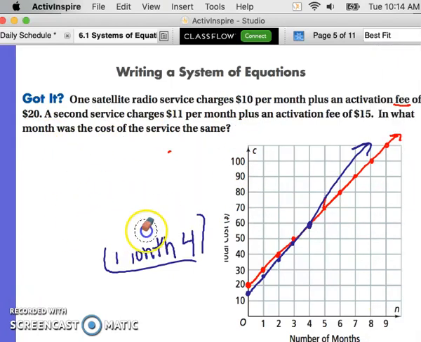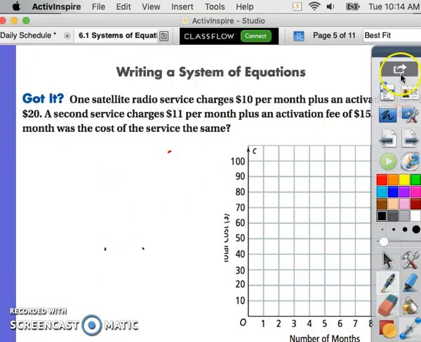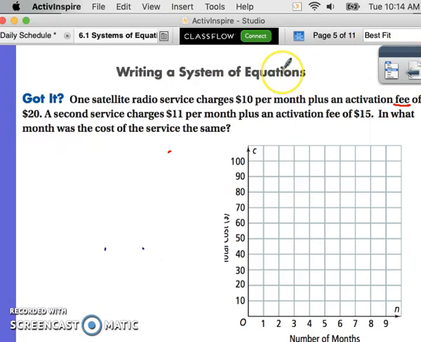Now, this one, I believe, is in your work, and we're going to do a lot with writing systems of equations in lesson 4, but I kind of just want to quickly go over this one just because it's in our notes.